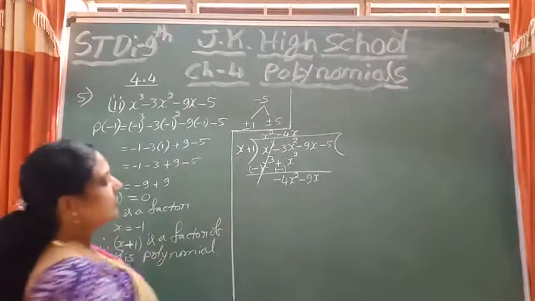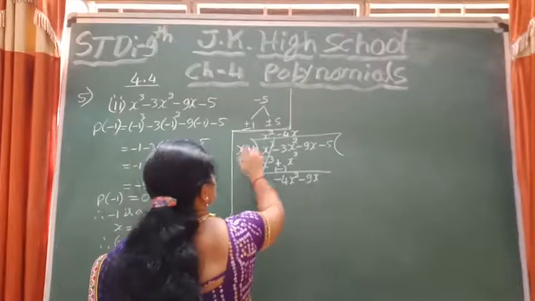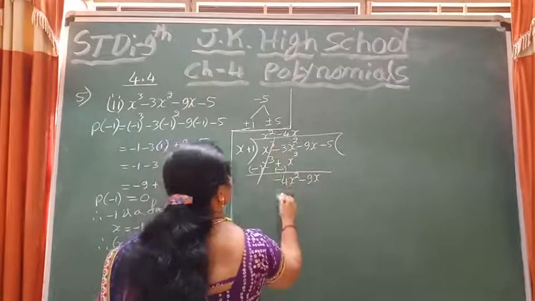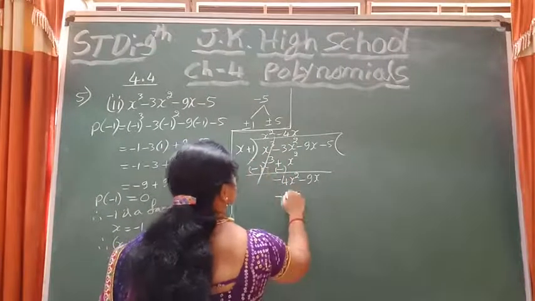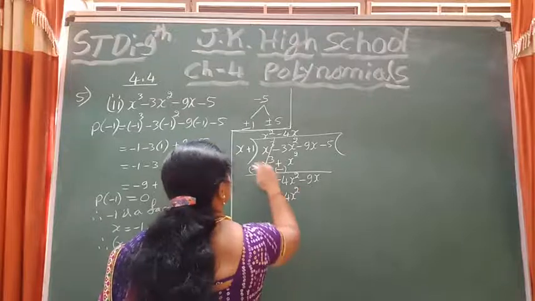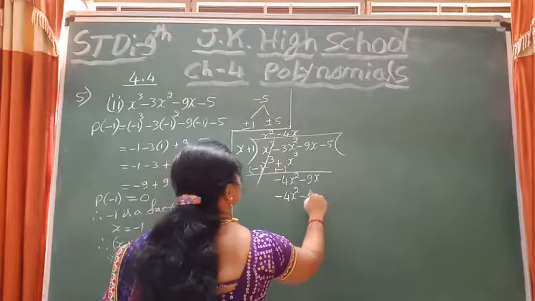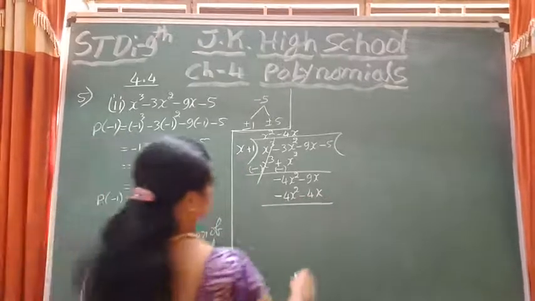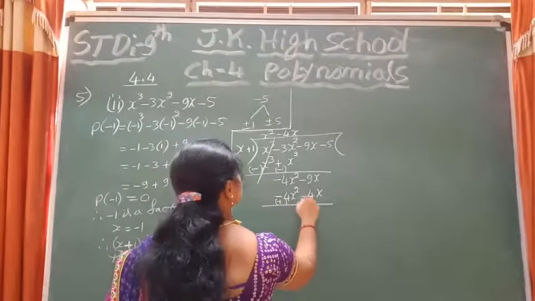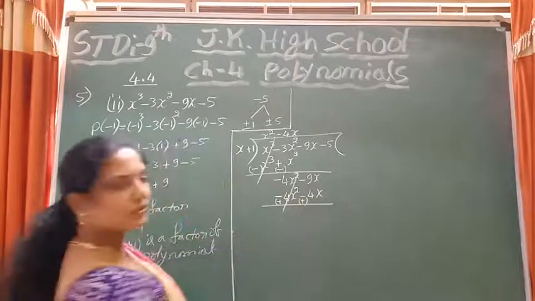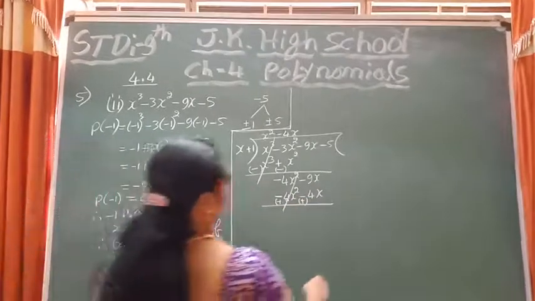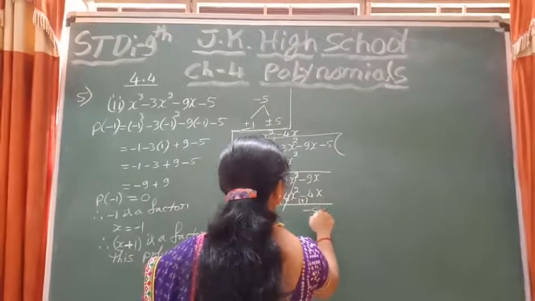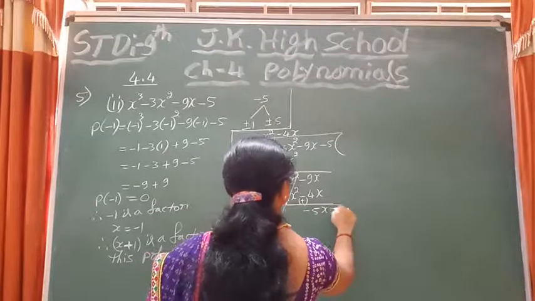Then after that you have to multiply these two terms, plus into minus, minus 4x into x, 4x square, plus into minus, minus 4x. Then change the sign because you are subtracting. Minus 4x square plus 4x square get cancelled. Minus 9x plus 4x is minus 5x, then minus 5.